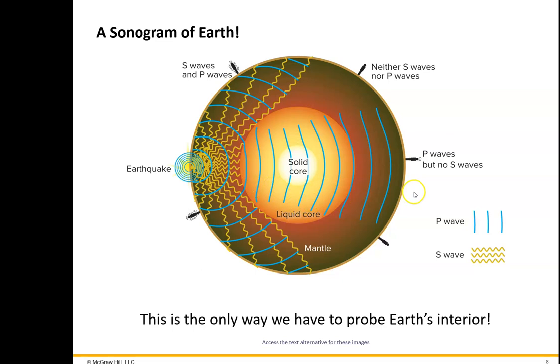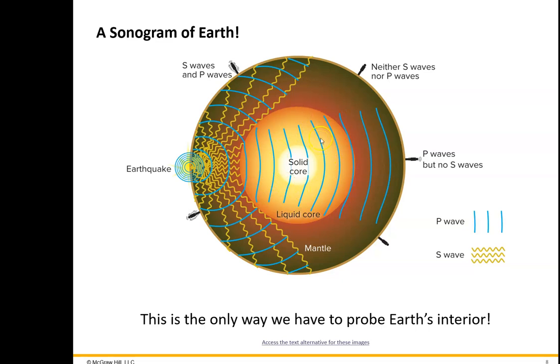They pass right through liquid. But S waves will pass through solid, but as soon as they encounter liquid, they stop. They can't pass through liquid, right? And because they can't pass through liquid, we know that the interior of the Earth has a liquid core, right? So there's an outer core of the Earth, right?